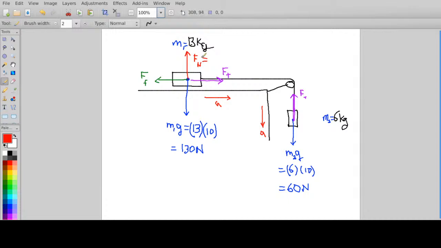And so we take a look at this normal force and just ask the question, is the box accelerating up or down? Is it accelerating down? Is it accelerating up like that? And the answer is no. There's no motion up or down, and therefore the normal force has to cancel the gravitational force. So this also has to equal 130 newtons.